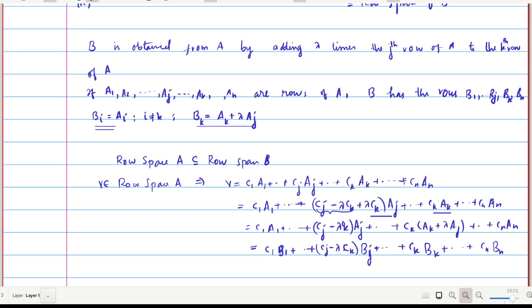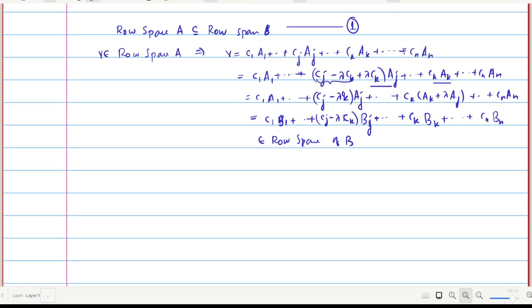Now we can consider this V as a linear combination of the rows of the new matrix B. So this belongs to the row space of B. Now we have V belongs to the row space of A, and V belongs to the row space of B, and that proves this inclusion. We call it 1. Now we will prove the other inclusion as well, that means the row space of B is contained in the row space of A. Then you get that both the row spaces are the same.